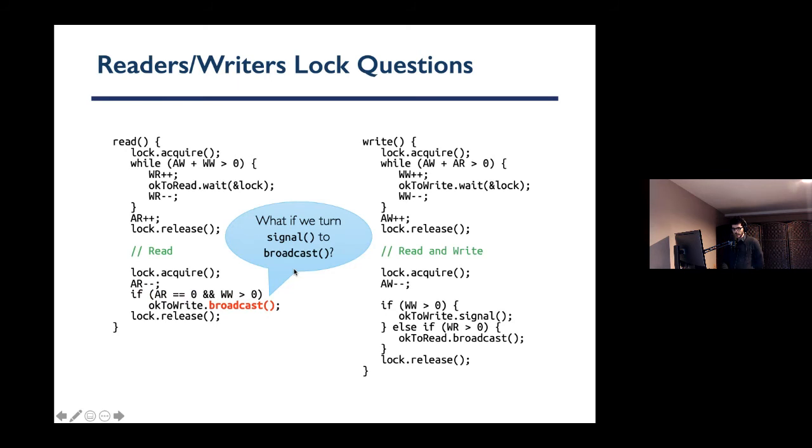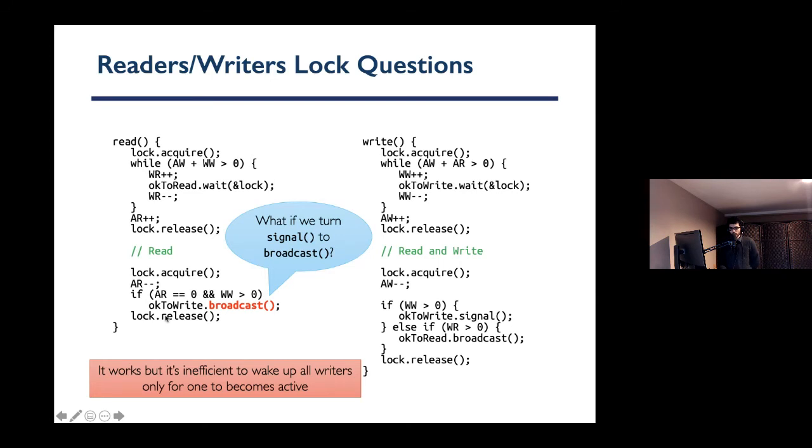Now, let's do another thing. Instead of signaling, what if I broadcast to all writers? Would this still work? Am I changing the correctness of my code if instead of signaling, I broadcast? So the answer is no. Still, it would work. So I'm not going to change the semantic or correctness of my implementation. The only thing that will happen is that my implementation again becomes inefficient. Why? Because I'm going to wake a whole bunch of waiting writers.